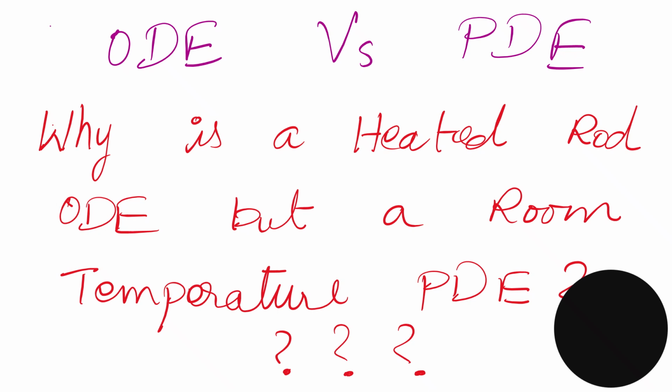So many students are asking how to understand the ODE and PDE concepts. What is the major difference? So I am asking one question. This is a real-life exam question related to understanding the ODE and PDE concepts. Why is a heated rod an ODE but a room temperature a PDE? This question gives the proper explanation and understanding of what is actually ODE and what is actually PDE.